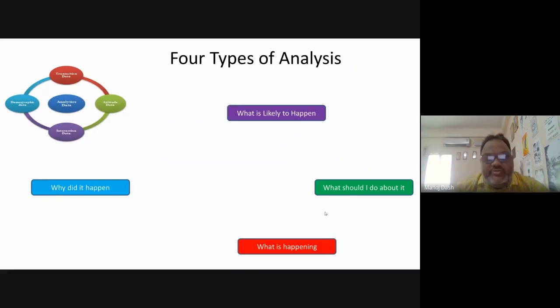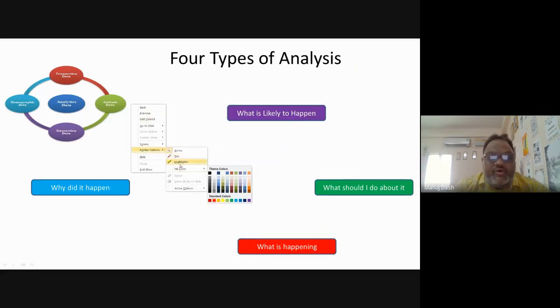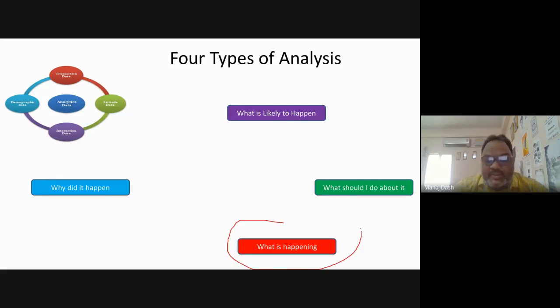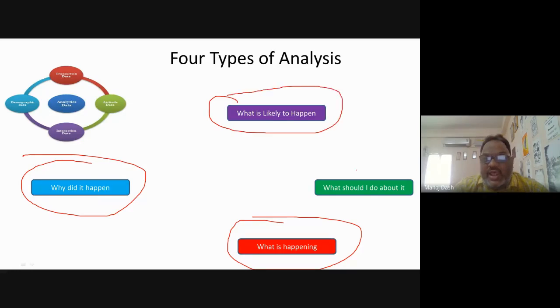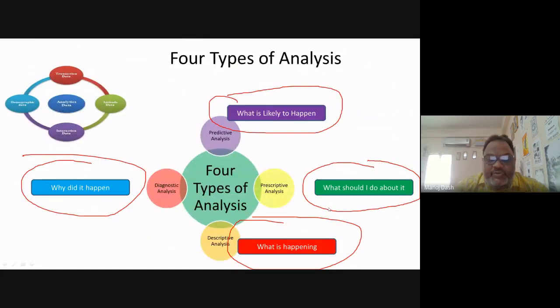Now listen, when you do research, in the research paper you have seen there are 4 groups. Generally there are 6 groups. Let me explain 4 groups. First part is called what is happening, because in the first part you write what is happening in your study, then why it happens, then what is likely to happen, and fourth, what should be done about it. When you say what is happening, it is called descriptive analysis. The first is called descriptive analysis.